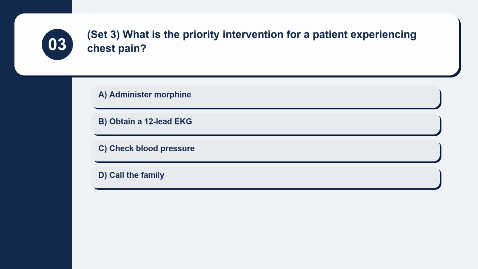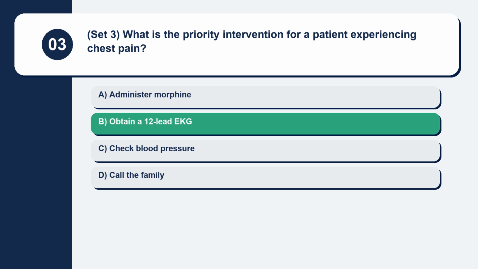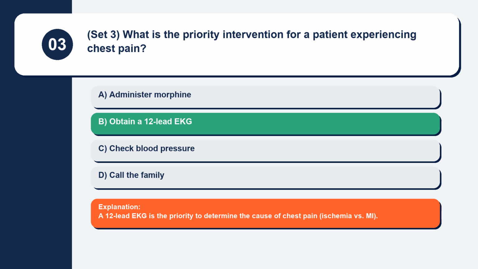Question 3. Set 3. What is the priority intervention for a patient experiencing chest pain? Administer morphine, obtain a 12-lead EKG, check blood pressure, call the family. A 12-lead EKG is the priority to determine the cause of chest pain, ischemia versus MI.